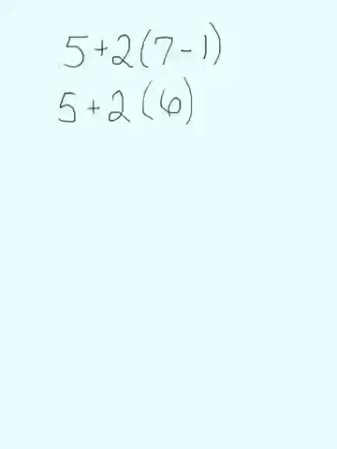Okay, so we did P. Excuse. E means exponent. Do we have any? No. Okay, next step. What's the next step? Do we have multiplication or division? We do have multiplication. They showed it with parentheses. What's 2 times 6? 5 plus 12. Now we do our adding and subtracting, and we get... Does that make sense?